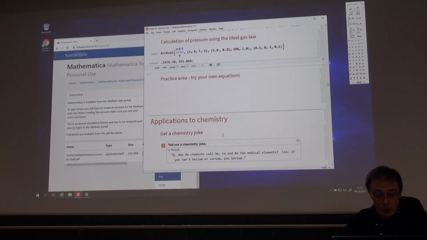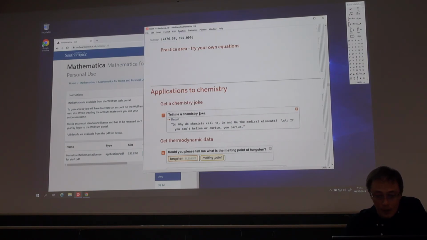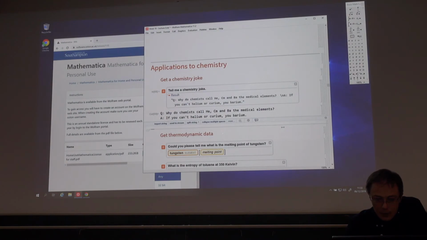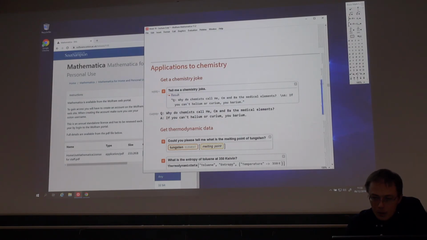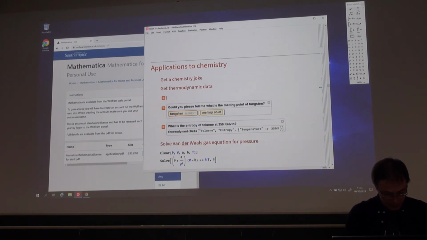Applications to chemistry, well, some are sort of silly. You can ask it to tell you a joke, and it will do it. For some reason, it already pre-evaluated it. So tell me another chemistry joke, so one I haven't yet heard.